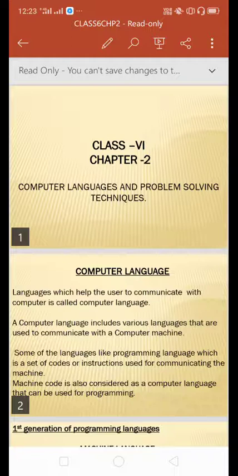Programming languages have been developed over the years in a phased manner. Each phase of development has made the programming language more user friendly, easier to use, and more powerful. Each phase of improvement made in the development of programming languages can be referred to as a generation. So we have 5 different generations of computer language which we will discuss one by one.